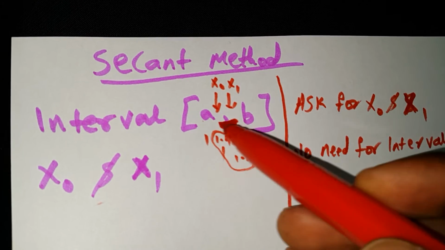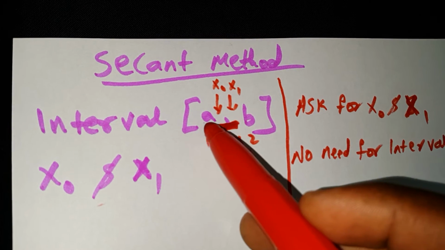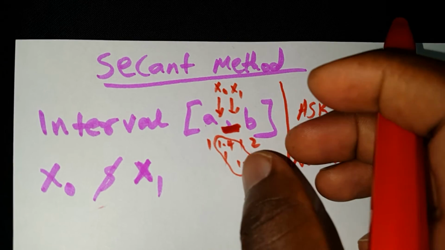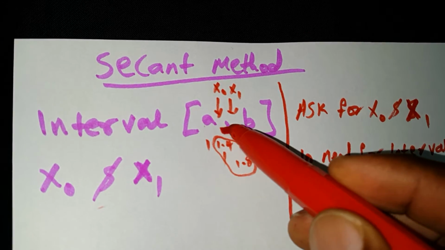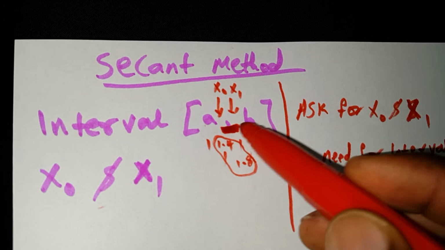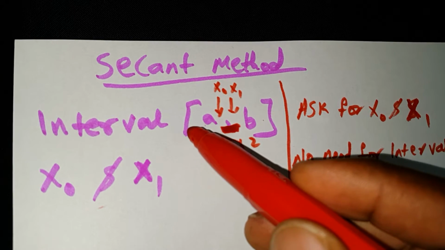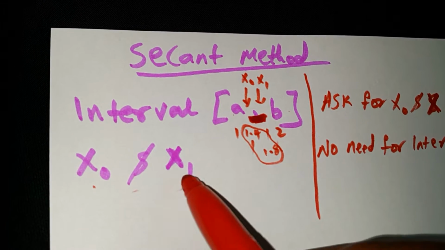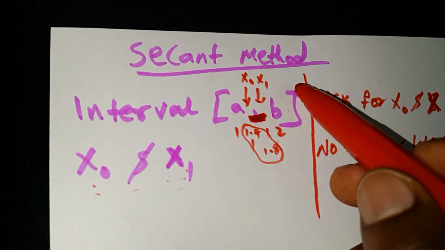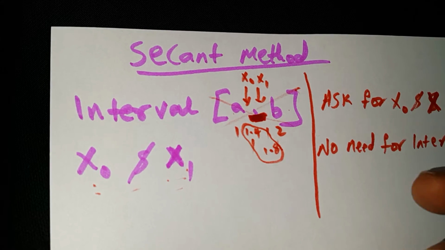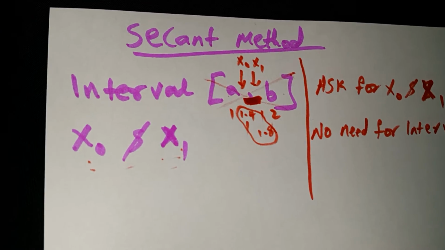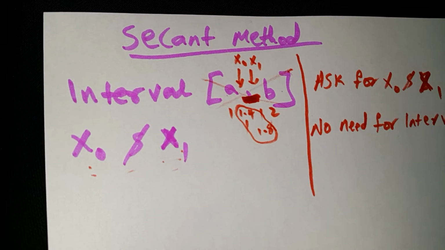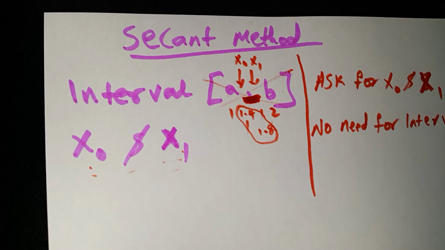So if they give you the interval, you just go to the interval and take numbers inside the two ends A and B. Take any two numbers that you like that are inside the interval, not bigger than this, not smaller than this. But if you are given the two numbers, you don't need the intervals anymore. So that is the idea of this first section. Then the second part is to know the formula.